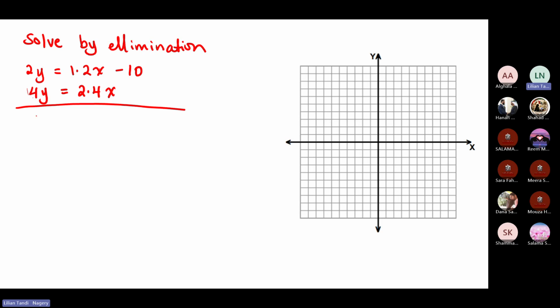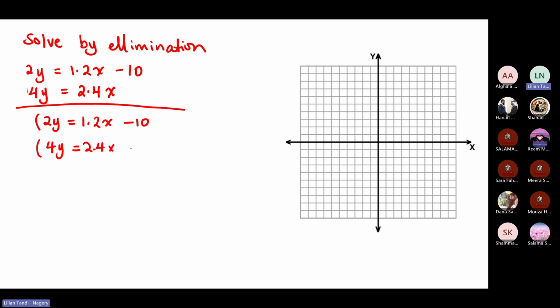What will I do? I will write parentheses, parentheses. I will write 2y. Why parentheses? Because I need to make sure, because it is a rule. I want to change my letter, so I must use parentheses.